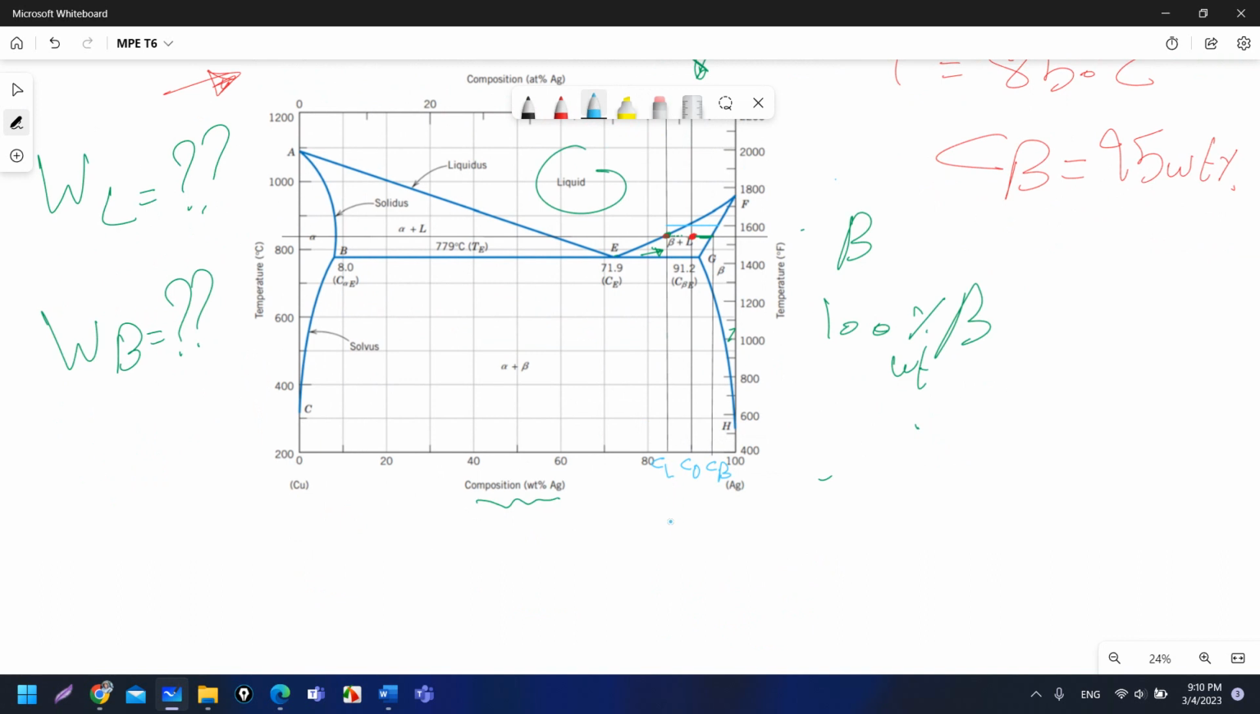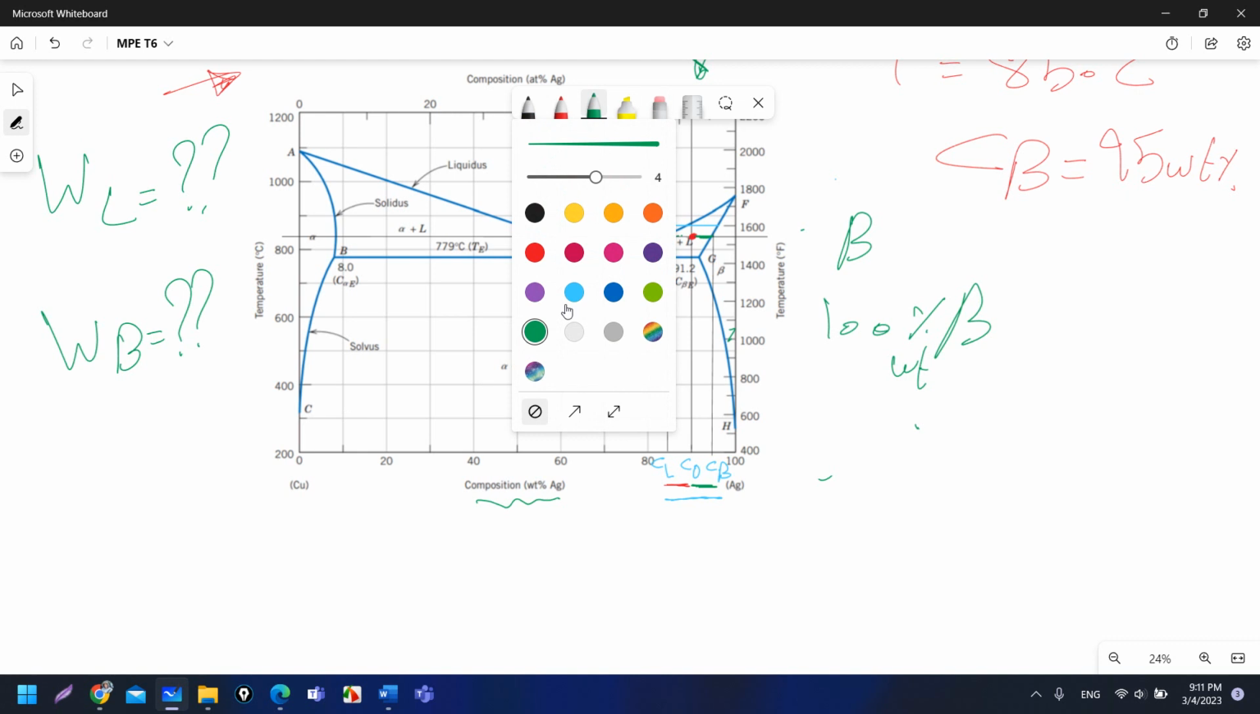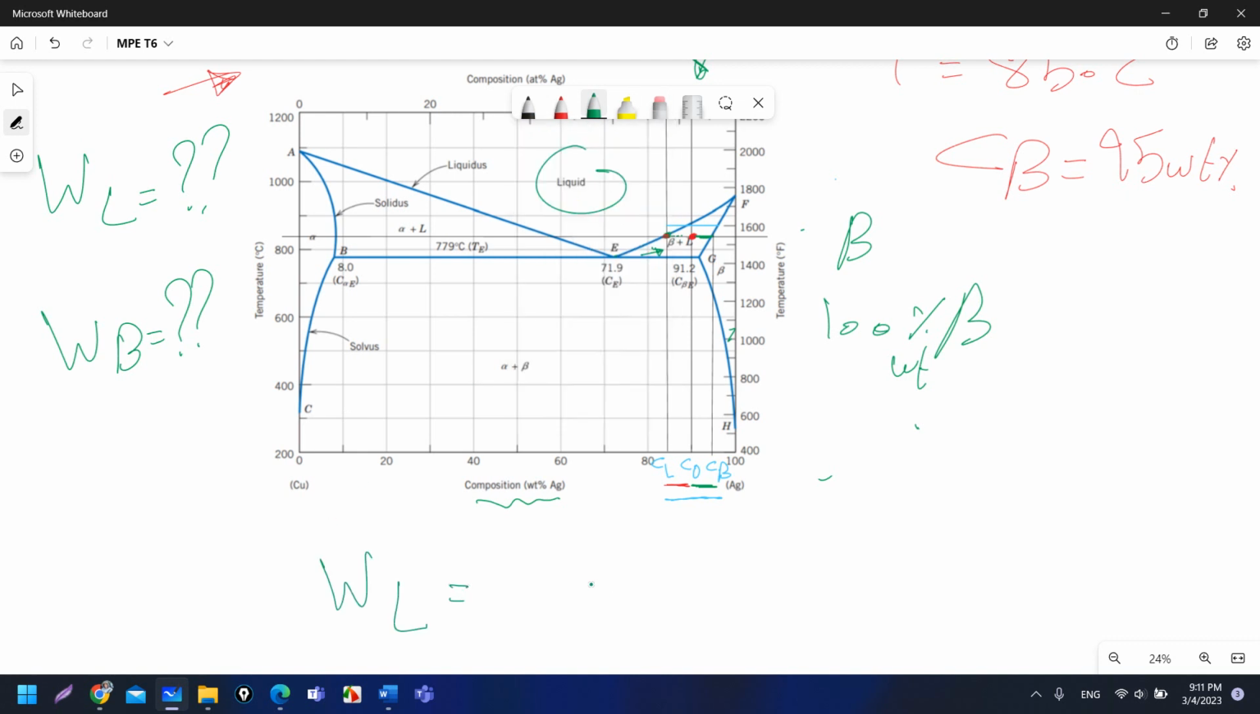Okay, so this line is the total line. Okay, and let's draw this line is the total line, and the red line represents the percentage of the beta phase, and the green line represents the percentage of the liquid phase. Okay, so if I want to calculate WL, the total line will be in the denominator. Okay, so it will be C beta minus CL, the total line.